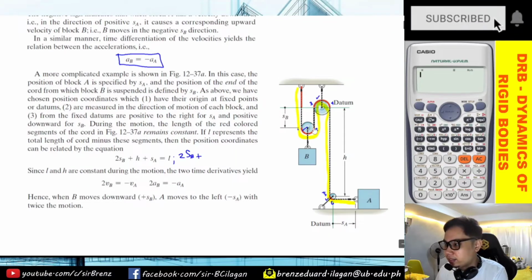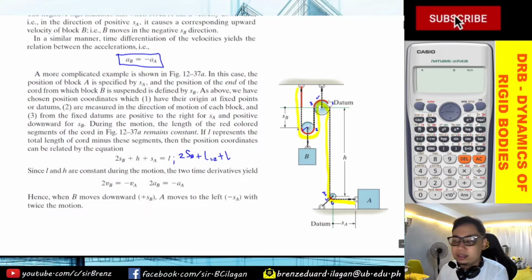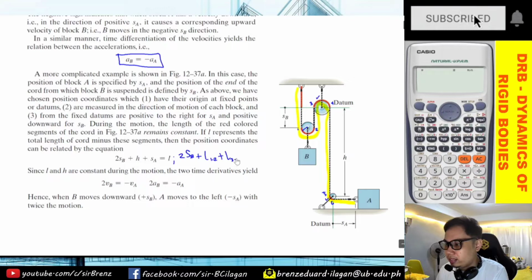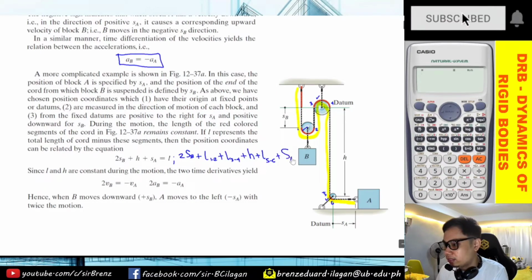And then plus, etong length ng cord na to, which is, i-denote natin ng L, so 1 to 2. Plus, yung length ng cable na to, yung tumama do sa pulley na to, which is 3 to 4, L sub 3 to 4. And then plus, yung H, ayan. So plus, yung length ng cord na to, or yung cable, so 5 to 6, and then plus, yung S sub A mo. So, equals yan sa total length ng cable, which is denoted here as L.